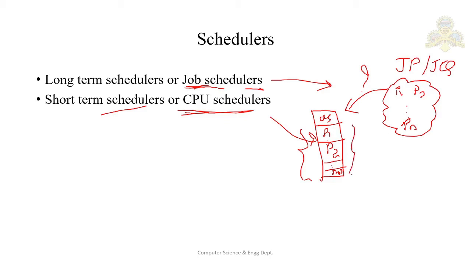In contrast, suppose your long-term scheduler selects all the CPU bound processes, then what will happen? Your IO waiting queue, the device queue, would be empty. So your devices will be unused and again your system would be unbalanced, right? Whenever you want your system's performance to be the best, you should have a good mix of CPU bound processes as well as IO bound processes, and it is the duty of your long-term scheduler.